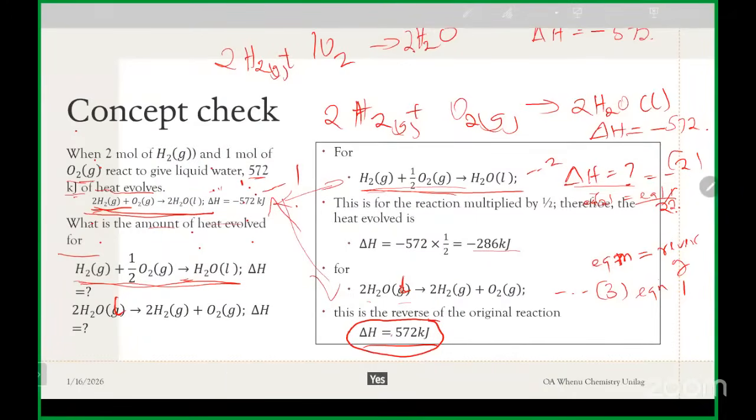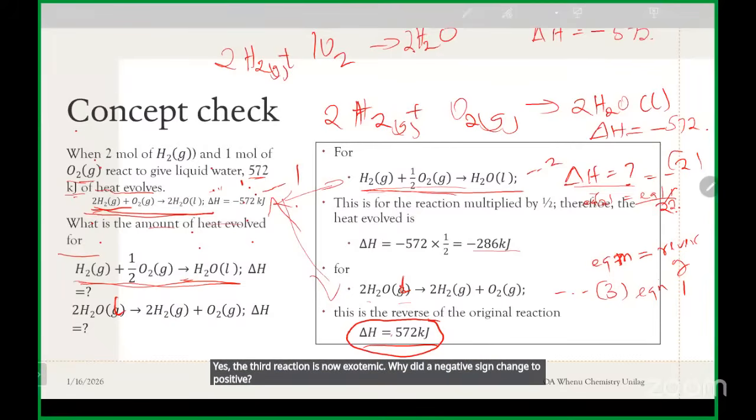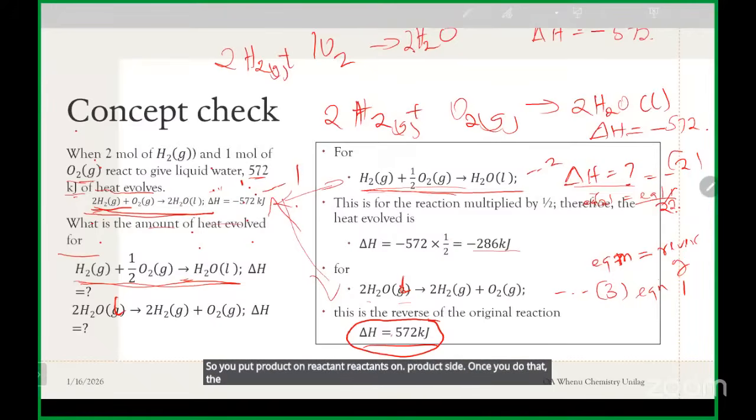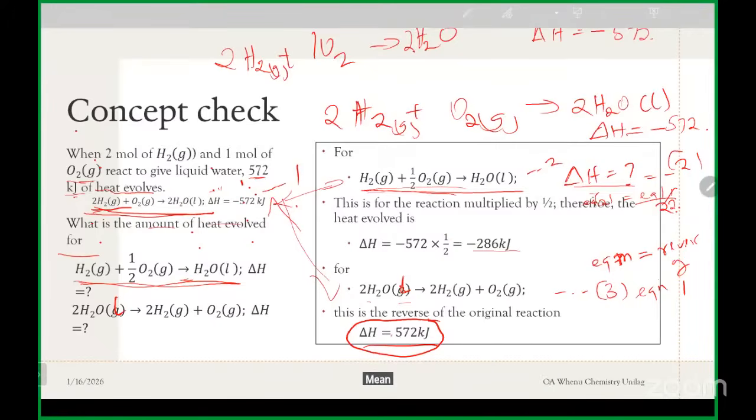Yes, the third reaction is now exothermic. Why did the negative sign change to positive? So the negative sign changed because we reversed the equation. Reverse in the sense that the reactants are now on the product side. So that's what it means to reverse a chemical equation. You put products on the reactant side, reactants on the product side. Once you do that, the sign of your delta H changes, meaning that even if your delta H was originally positive, it will now become negative.